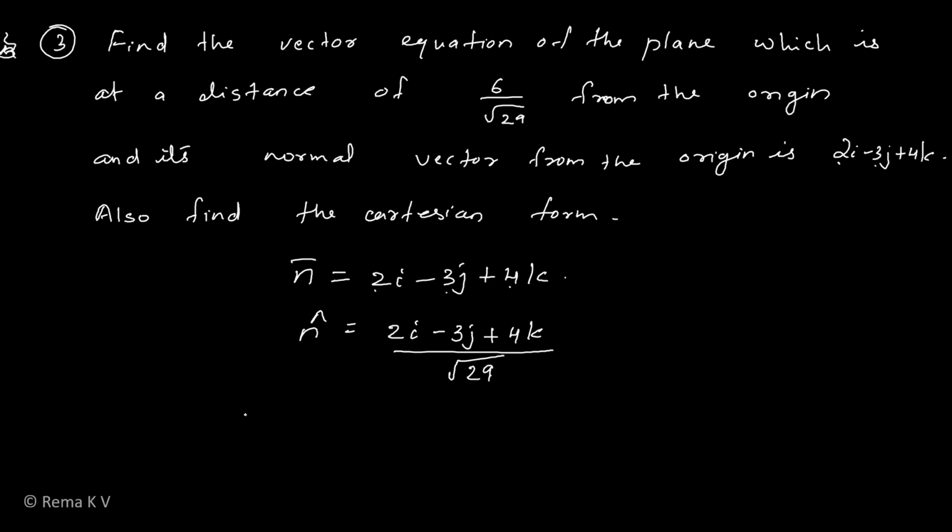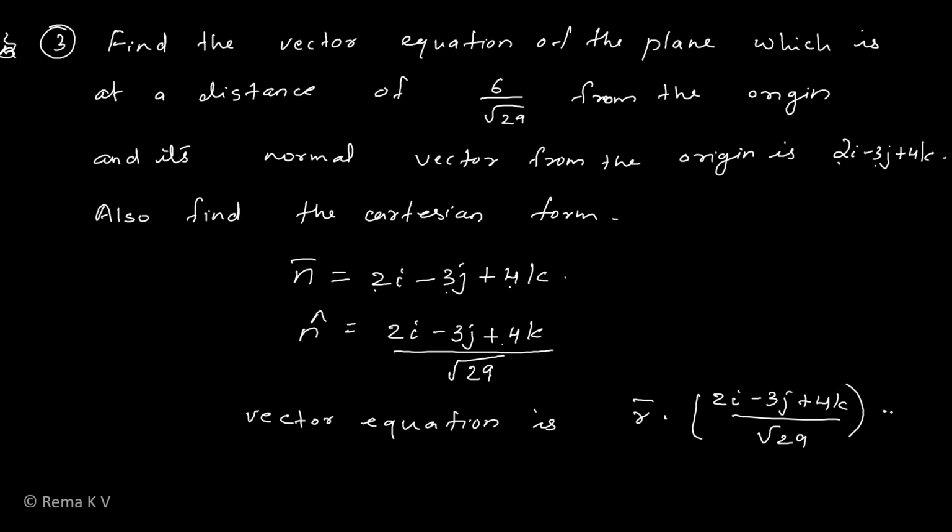So we can write the vector equation as r dot n cap, which is 2i minus 3j plus 4k divided by root 29, is equal to the distance from the origin, given as 6 by root 29. So this is the vector equation.